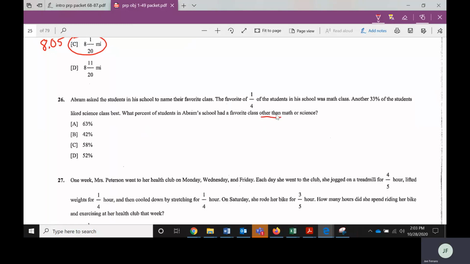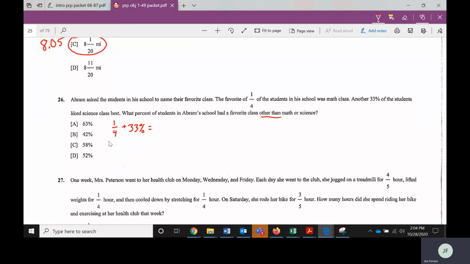So what I'm going to do first is find out how many of them liked math and science together. Okay, and then we'll show you how to change that answer at the end. So right away, 1/4 like math, 33% like science. Okay, so now the answers are in percent. So let's try to change everything to percent if we can.